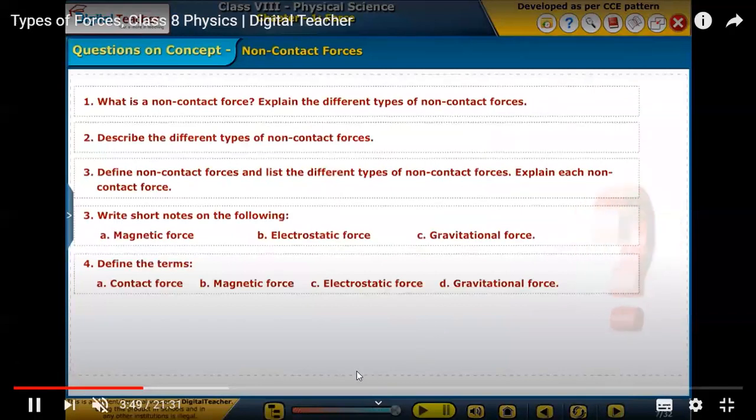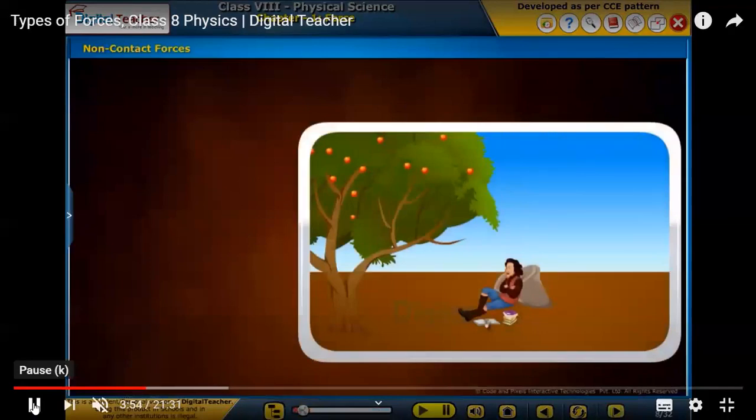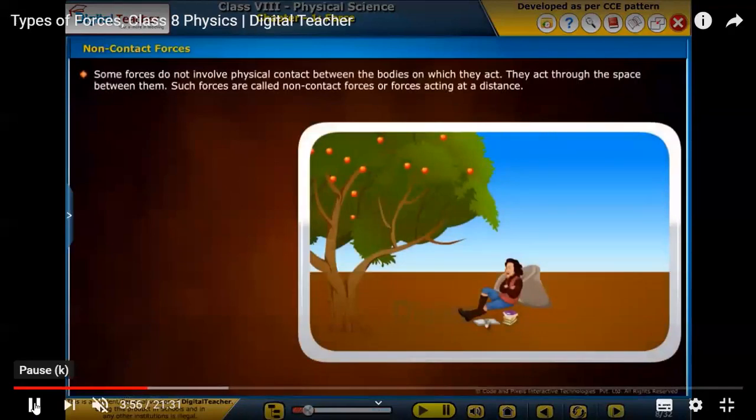These are the important questions of non-contact forces. In a non-contact force, some forces do not involve physical contact between the bodies on which they act. They act through the space between them. Such forces are called non-contact forces or forces acting at a distance. You can see the diagram, an apple falling down. This is actually a gravitational force.